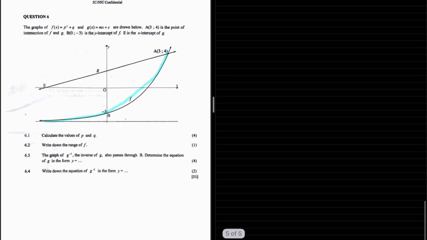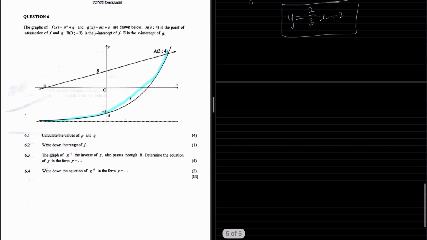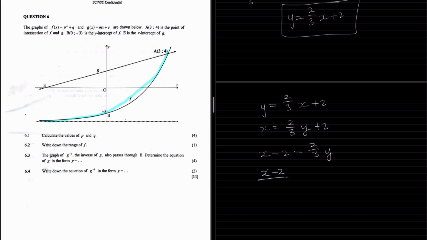Okay, and let's move on to the next one, which is write down the equation of g^-1 in the form y =. So if my original equation is y = (2/3)x + 2, I need to switch the x and y. So x = (2/3)y + 2. Take the 2 over, so x - 2 = (2/3)y. Now divide the whole thing by 2/3. So (x - 2) divided by 2/3 = y.